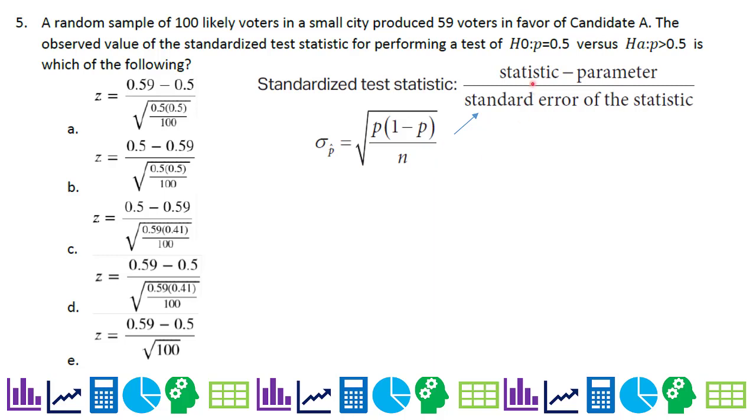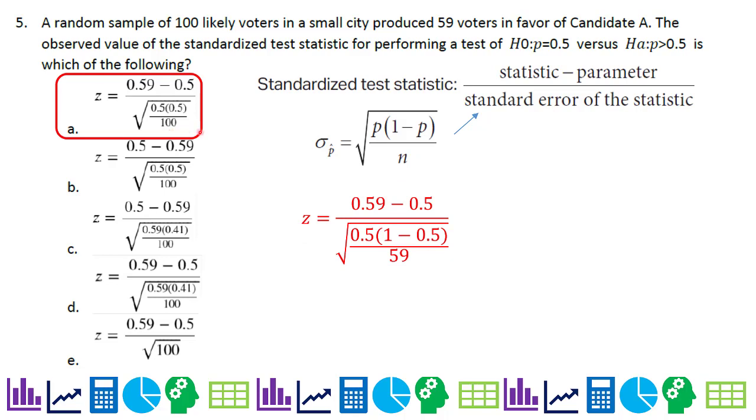So we're going to put in our statistic, which they said was 59 out of 100, so that's 0.59. And then our parameter is 0.5. And for the standard deviation, I'm substituting in 0.5 in both places, and you find out that matches choice A.